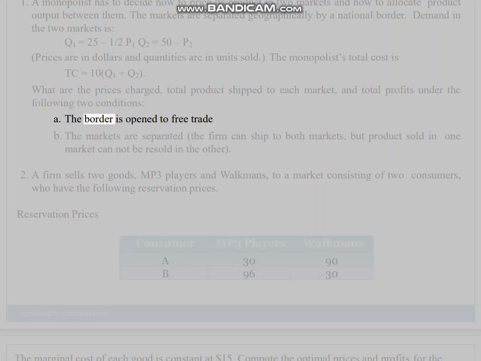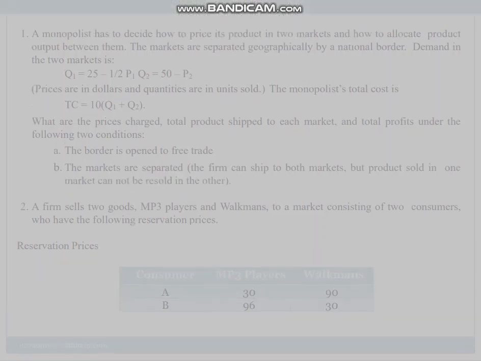A. The border is open to free trade. B. The markets are separated. The firm can ship to both markets, but product sold in one market cannot be resold in the other.